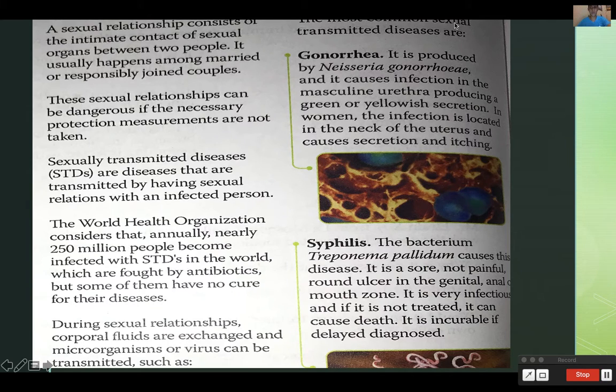Algunas de las enfermedades sexuales más comunes son las siguientes. Gonorrhea is produced by Neisseria gonorrhoeae, and it causes infection in the masculine urethra, producing a green or yellowish secretion. In women, the infection is located in the neck of the uterus and causes secretion and infection. La gonorrhea es producida por la Neisseria gonorrhoeae.